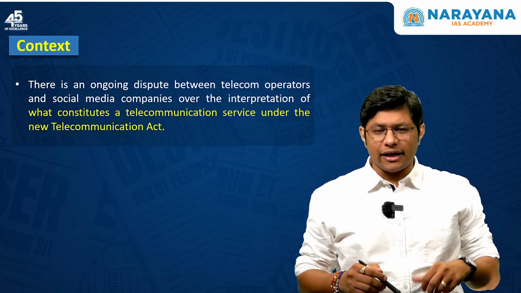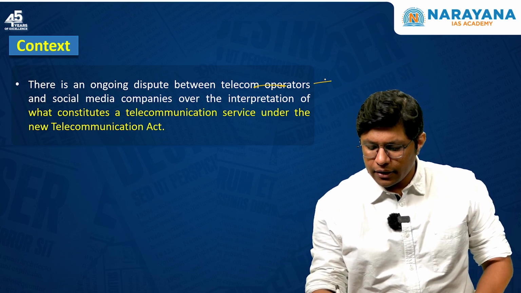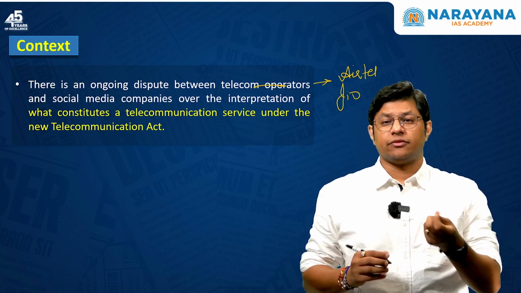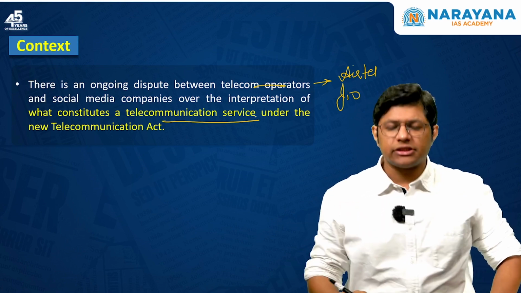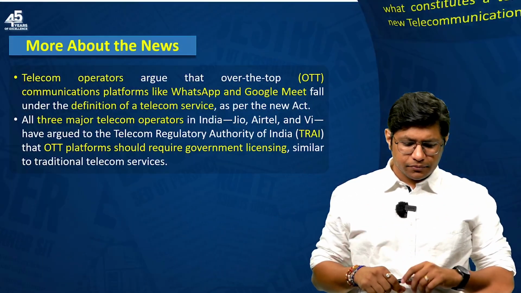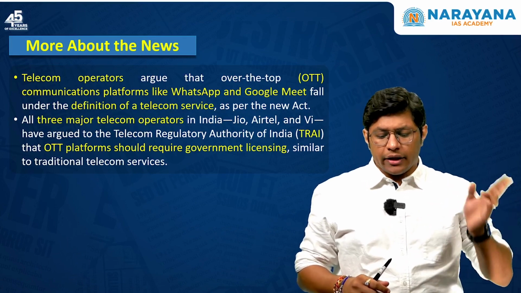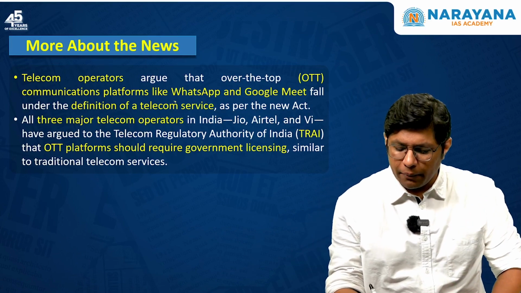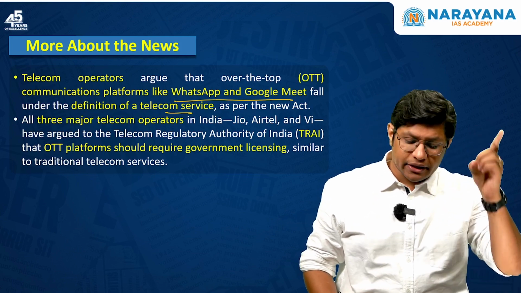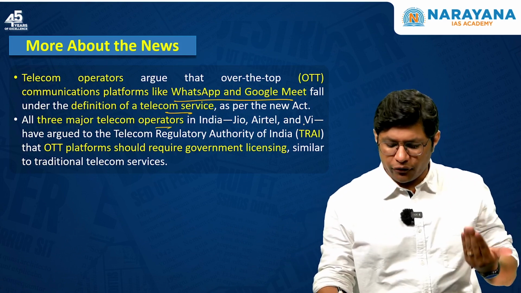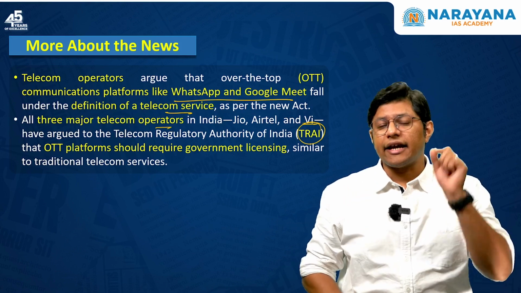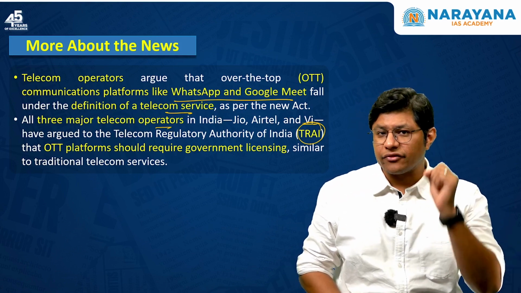What is the context? The context is that there is a tussle between the telecom operators like Airtel, Jio, and social media companies over the interpretation. What is the interpretation? What constitutes a telecommunication service under the new Telecommunication Act of 2023. This is the context. Now, the telecom operators like Airtel, Jio argue that over-the-top communication platforms like WhatsApp and Google Meet also fall under the definition of telecom service as per the new act. This is what the telecom operators are saying. All the three major telecom operators, Jio, Airtel and Vodafone Idea, have argued to TRAI that OTT platforms like WhatsApp and Google Meet should obtain a license from the government to provide these services to the people, right?